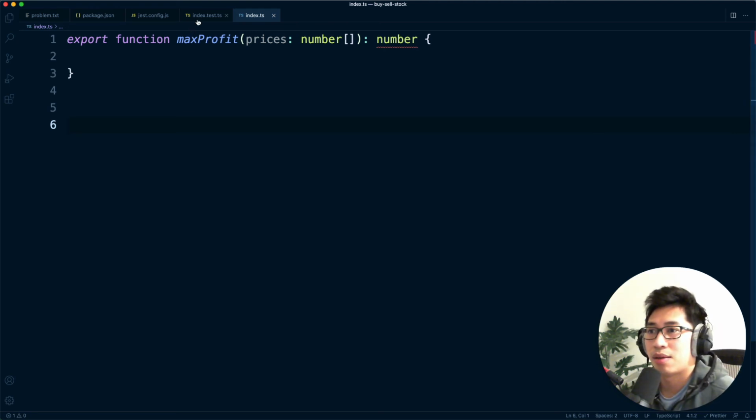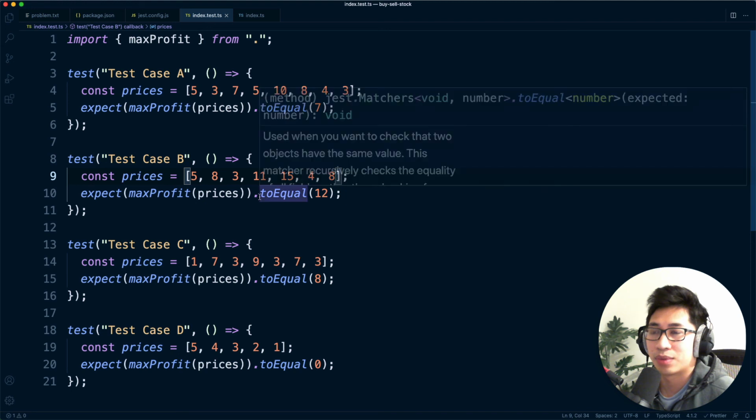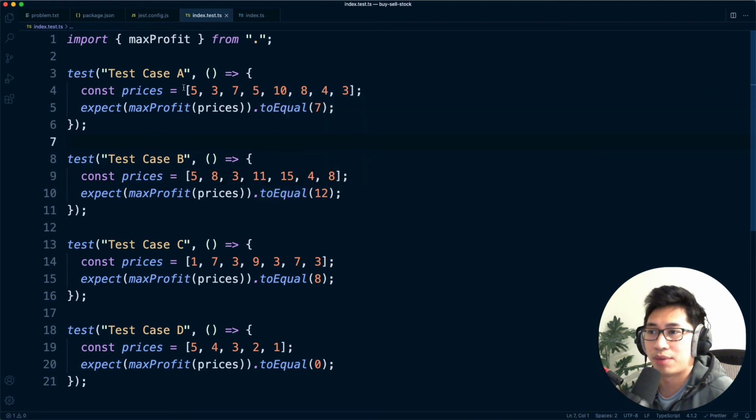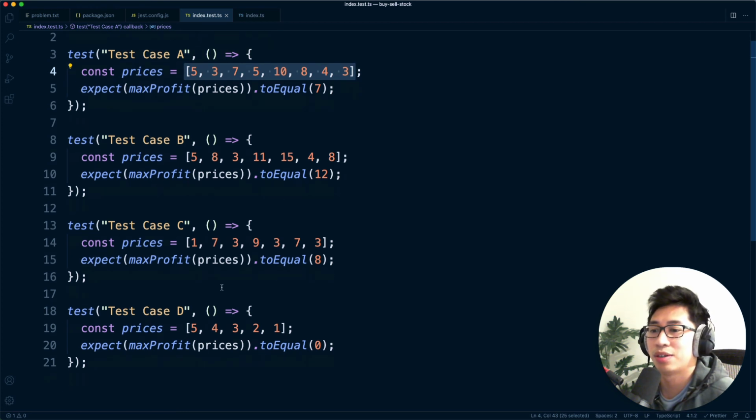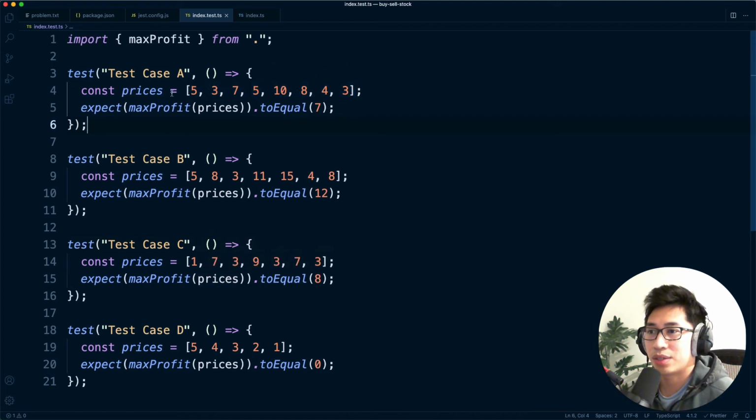And then I have a test file, which uses Jest to provide various different inputs. So I have test case A, B, and C in here. There's one for that scenario where you're supposed to return zero if you can't make a profit. And you can see, basically, we pass in an array of numbers and we expect it to equal a certain amount. So these are the correct answers.